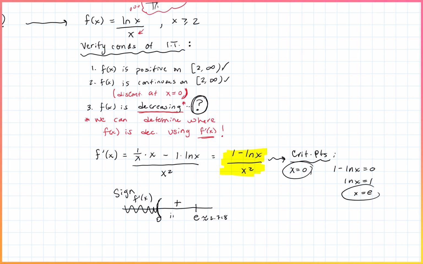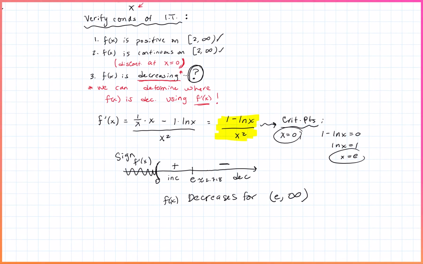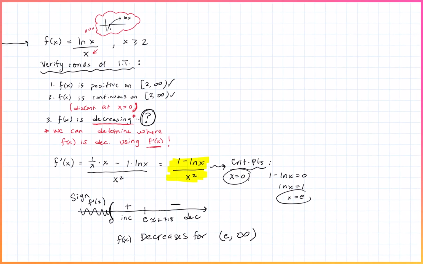So the function actually starts off by increasing, but then if we plug in something to the right of e, we can see that the function is going to be decreasing for all values greater than e. So this function f of x decreases for all values from e to infinity. Well, what does that mean? That means that it's not always decreasing. This is that piece that I was talking about.